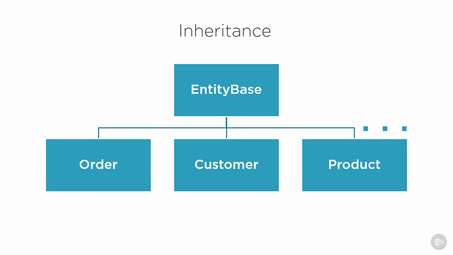Inheritance allows derived or child classes to reuse all the code in the base or parent class. We created an entity-based class that contained a standard set of properties and a validate method. Each entity class then inherited from this entity-based class to reuse its functionality.